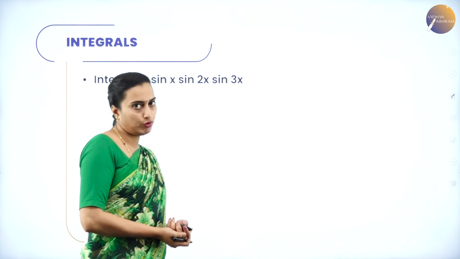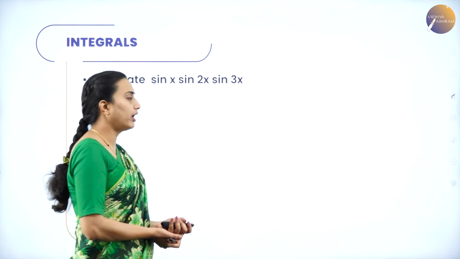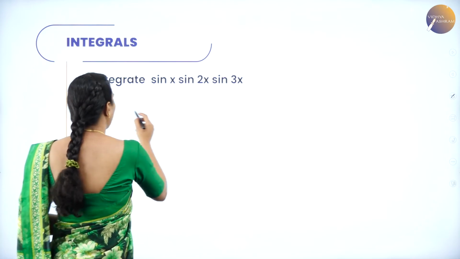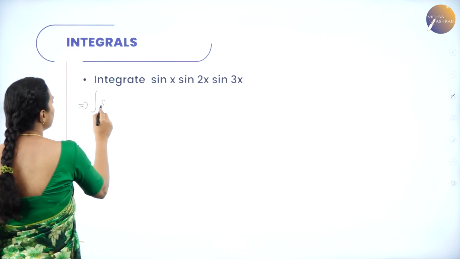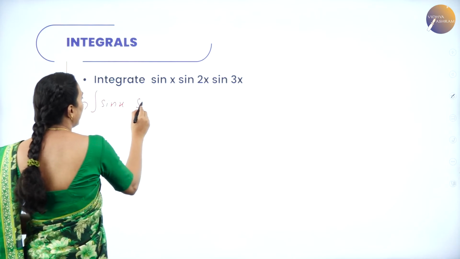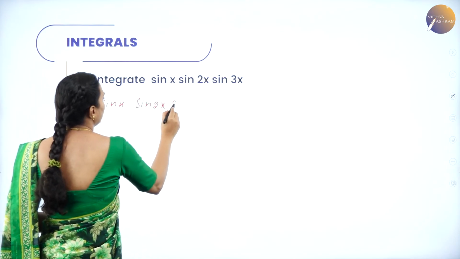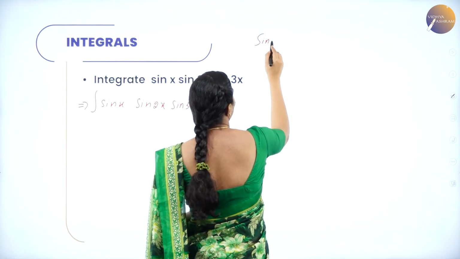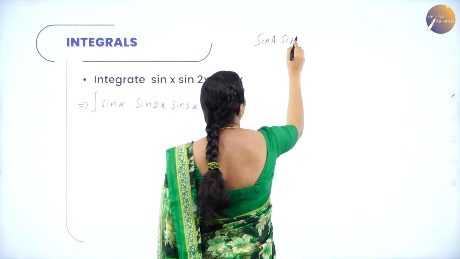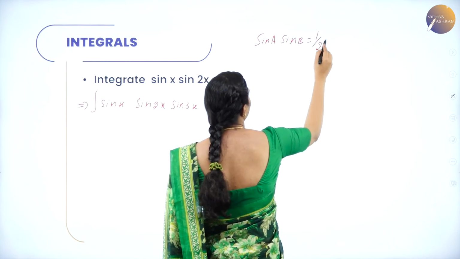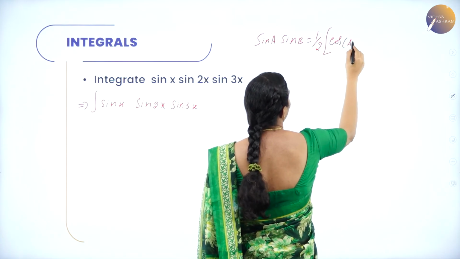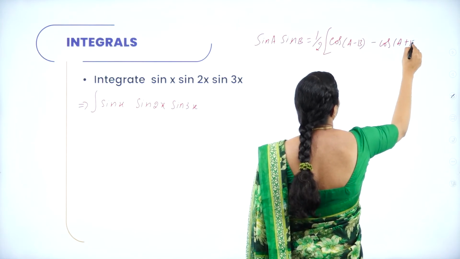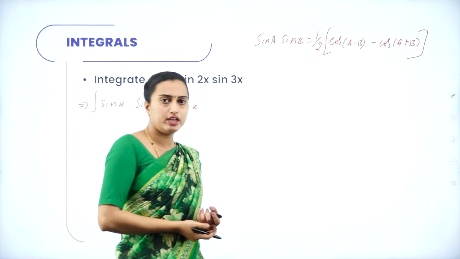So the next problem they have asked is integrate sin x into sin 2x into sin 3x. Now let me group this also as sin 2x into sin 3x. First I am writing symbolically sin x into sin 2x sin 3x. I am grouping sin 2x into sin 3x. Sin A into sin B is equal to half into cos of A minus B minus cos of A plus B. So this is the formula of sin A into sin B.